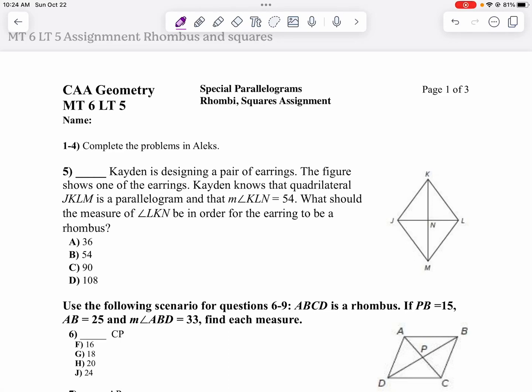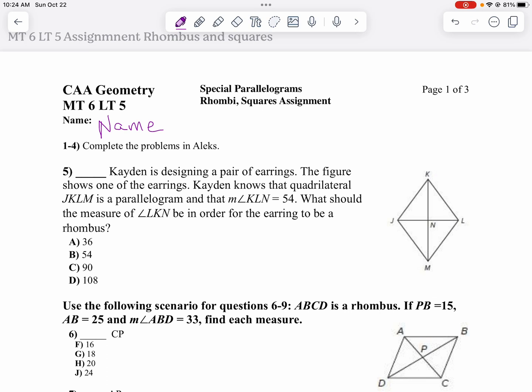Let's take a look at your LT5 assignment from MT6. First thing is don't forget your name. Can't give you credit if you don't put your name on it. Okay, question number 5. Oh, questions 1 through 4, do those at Alex first before you come here.